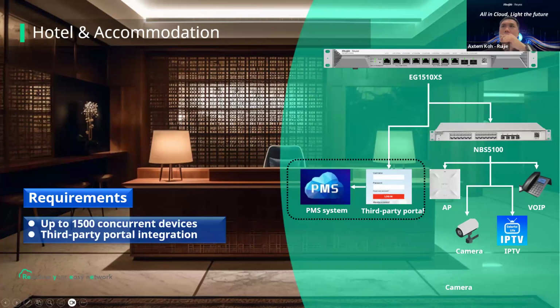So for the entire typical network in some hotel accommodation scenarios, you normally see a router hosting the internet between their LAN and internet WAN. Basically they also have some layer 3 or layer 2 switches. And all the APs, cameras, VoIP phones, and IPTV will be linked up with our MBS switches as well. So this is a hotel accommodation scenario.